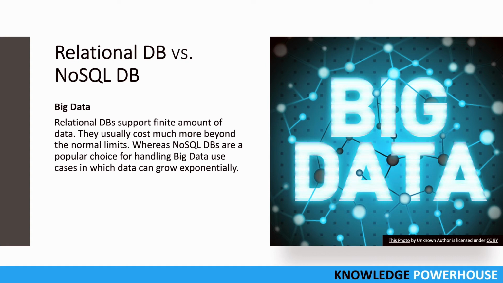Whereas NoSQL databases are a popular choice for handling big data. In big data use cases, our data needs grow exponentially. That is what big data is: we start getting a lot of data in a very short span of time, and now we want to search on it, store this data, and have reports on it. In such a scenario, the preferred choice is NoSQL databases like Hadoop, Cassandra or MongoDB. Those are the popular choices for big data use cases.